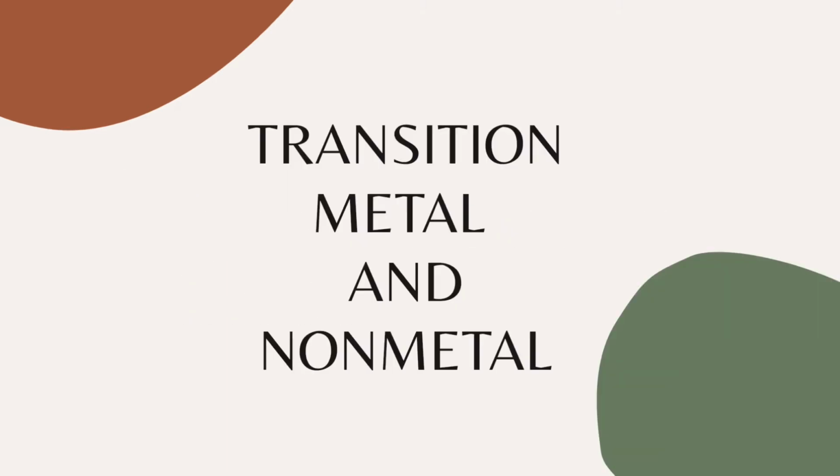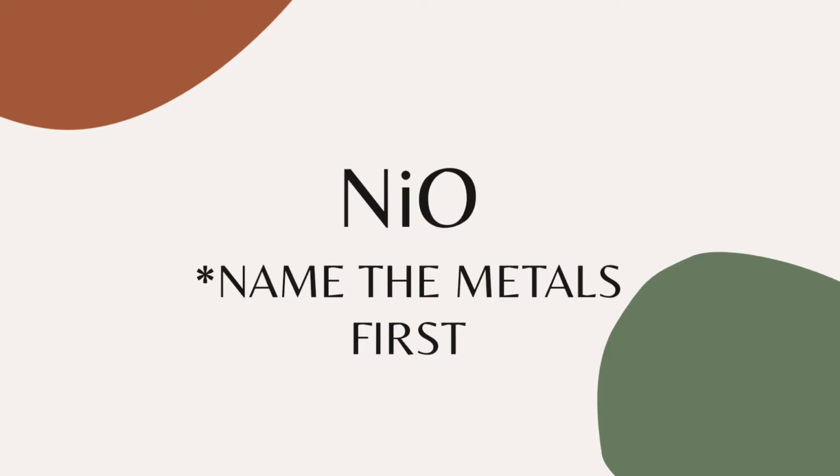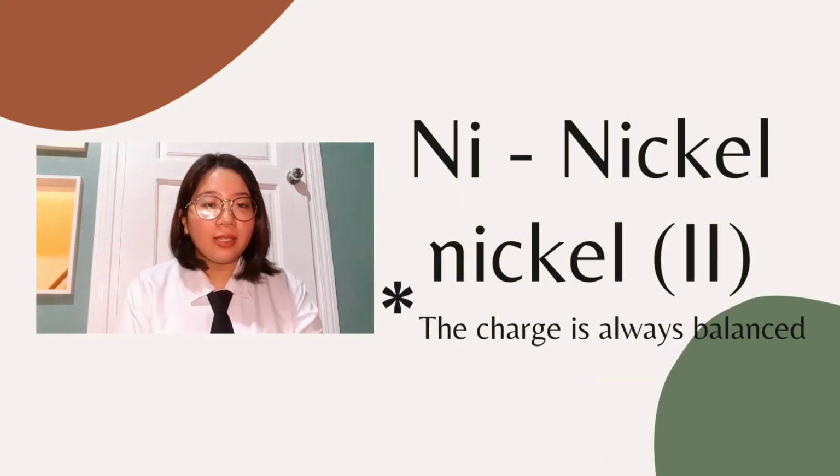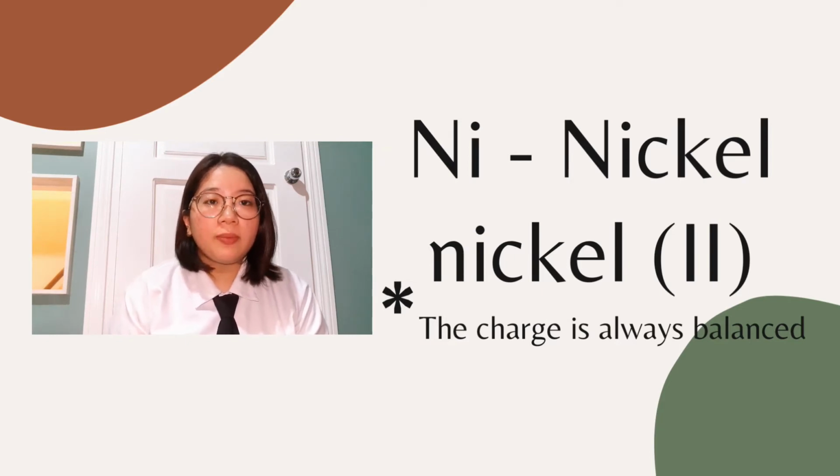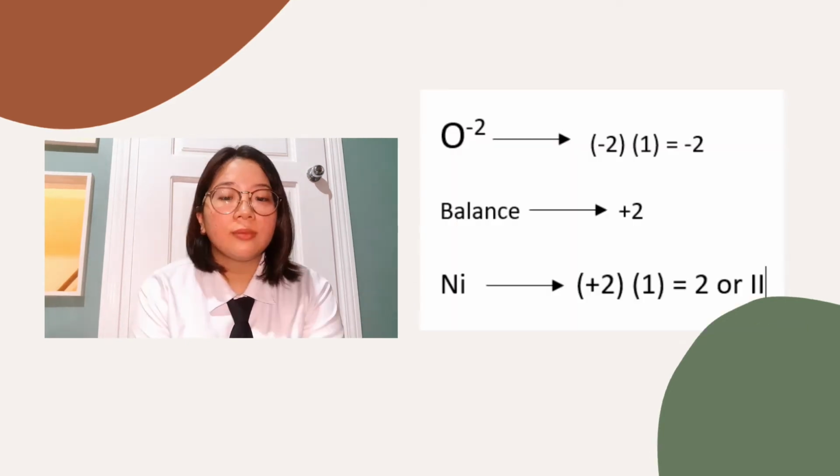A Type 2 binary ionic compound is composed of two types of elements, a transition metal which can have more than one charge and a non-metal. Here's an example, NiO. Always remember to name the metal first, and beside it, write its oxidation state or charge in Roman numerals inside parentheses. The charge can be determined by a reverse crisscross, and always remember that it is always balanced.